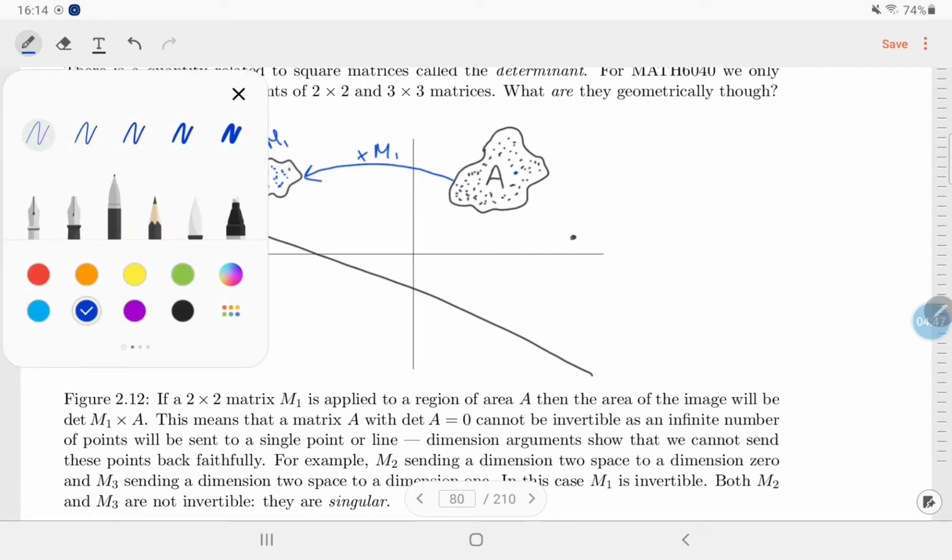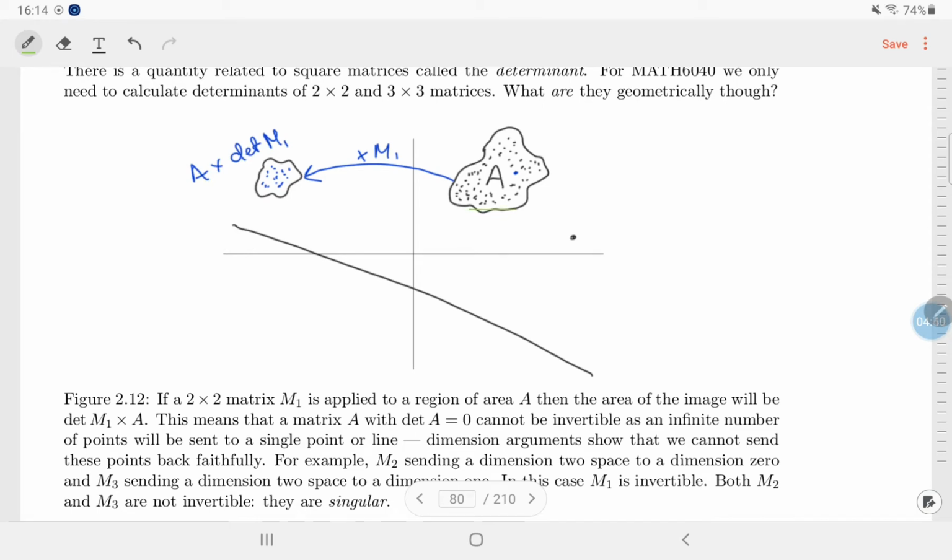Now imagine a second matrix which sends points here onto the line. So maybe this point here gets sent here, this point here gets sent here, this point here gets sent here, etc. So what you have is a two-dimensional shape going to a one-dimensional shape. So the area of this will be the original area times the determinant of M2. And then the last one is all the points get sent to a single point.